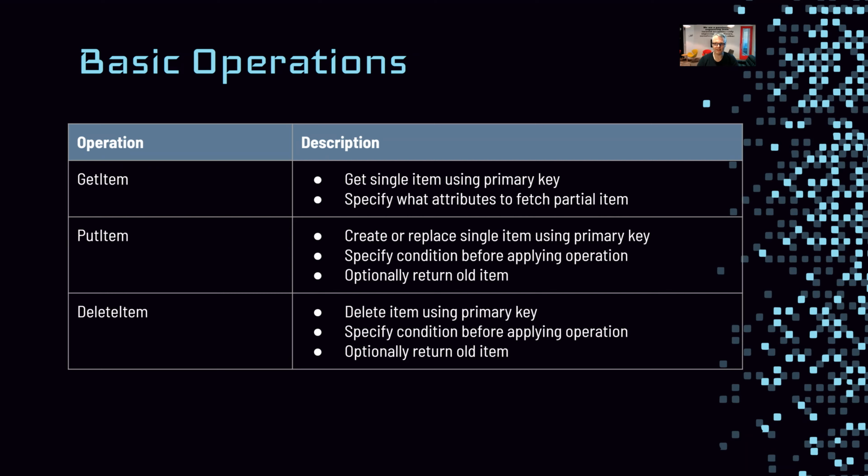You can also return the values of the row before it was overwritten, in case you need it for backup purposes or any kind of post-processing. And delete item, basically exactly the same notion. You have a condition operation, and you can also optionally return the item that was there before it got deleted. All of these operations use the primary key because you're always talking about a specific item in the table, right? You're getting a specific item, you're updating a specific item, you're deleting a specific item. So it's always the primary key used by all of them.